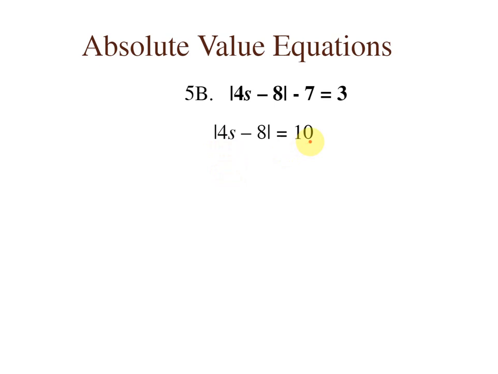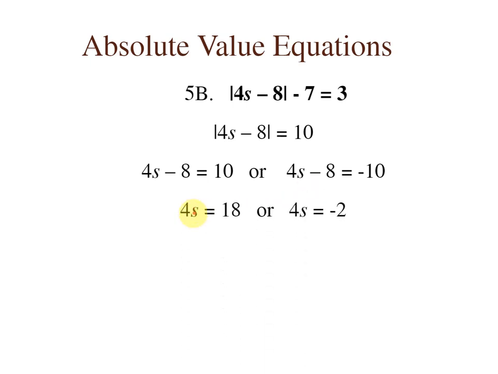I'm going to rewrite it now as two separate equations. One's going to be 4s minus 8 equals 10, and the other is going to be 4s minus 8 equals negative 10. And now all I've got to do is solve both of those by adding 8 to both sides. I'm going to find that 4s is equal to 18, or 4s is equal to negative 2. I'm going to divide both of these by 4, and I'm going to find that s is equal to 9 over 2, or negative 1 over 2.